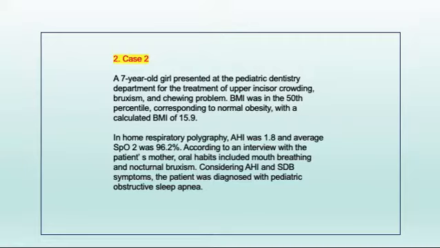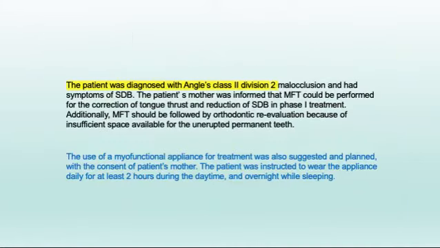On extraoral examination, a convex lateral profile and poor lip competence were observed. On intraoral examination, tongue thrusting with an anterior open bite was found. Cephalometric analysis showed retroclined upper incisors. In this case, the nasolabial angle and upper nasolabial angle were both reduced. The patient was diagnosed with angle class 2 division 2 malocclusion and had symptoms of STB.